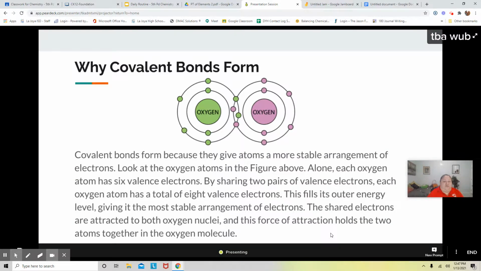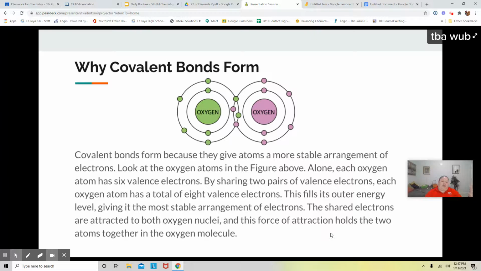Why covalent bonds form? We kind of already talked about this, so I'm going to go through it quickly. Covalent bonds form because they give atoms a more stable arrangement of electrons. Remember, stability means 8 outer electrons. Look at the oxygen atoms in the figure above. Alone, each oxygen atom has 6 valence electrons. By sharing 2 pairs of valence electrons, each oxygen atom has a total of 8 valence electrons. The shared electrons are attracted to both oxygen nuclei, and the force of attraction is what holds the 2 atoms together within the oxygen molecule.